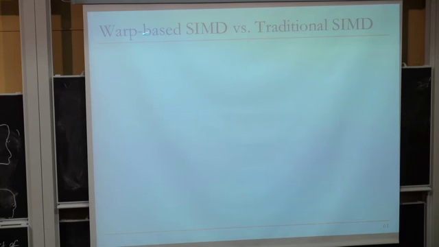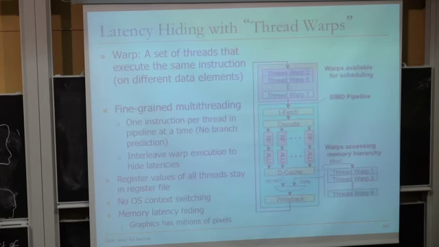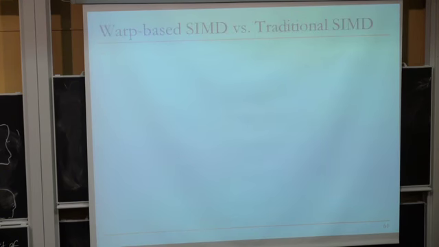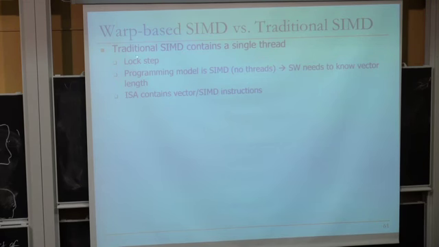So what's the difference between traditional SIMD and an existing GPU, warp-based SIMD? And remember, a warp is a set of threads that execute the same instruction on different data elements. The difference is, traditional SIMD contains a single thread. Remember, we had the vector load, vector store, vector add, vector shift. You really have a single thread there. The programming model is really SIMD. There are no threads, and software needs to know the vector length. The programmer needs to deal with the vector length in that case. And the ISA contains vector and SIMD instructions.